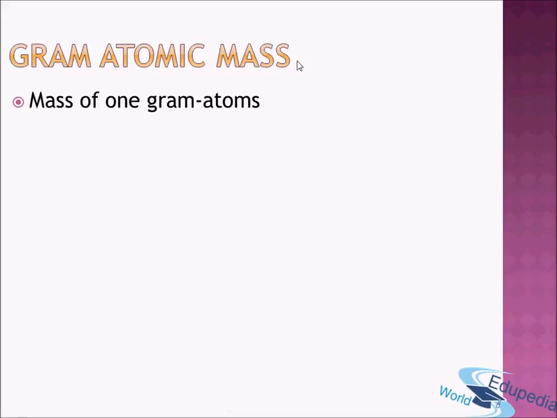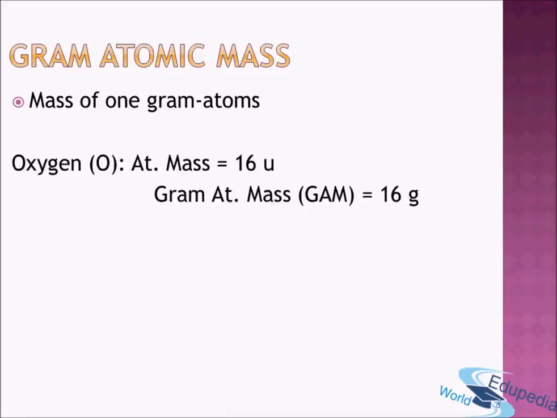So we can look at some more examples for gram atomic mass. We have already looked at the example of oxygen. Atomic mass is 16 U and gram atomic mass is 16 gram. Similarly for sodium, atomic mass will be 23 U. This is standard information.